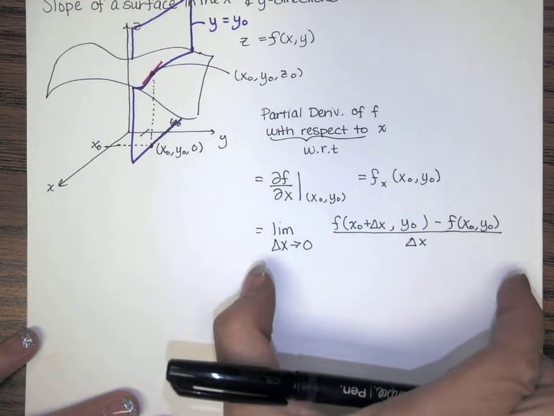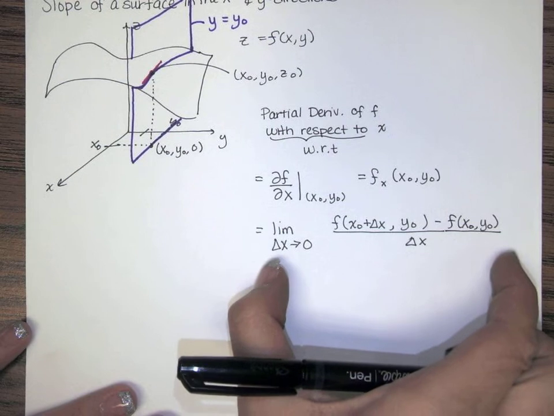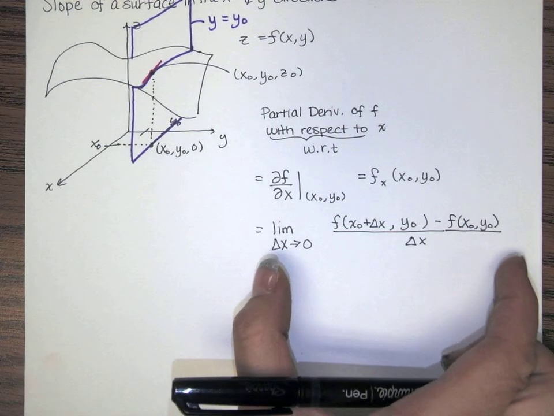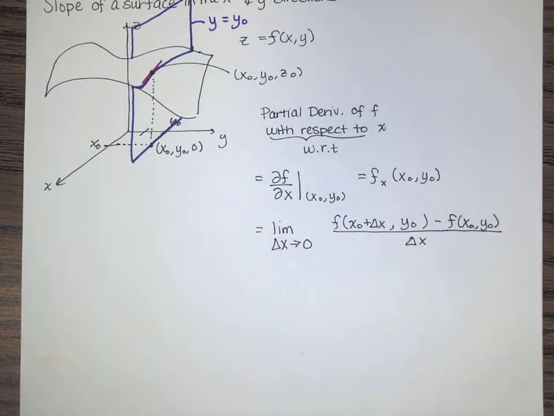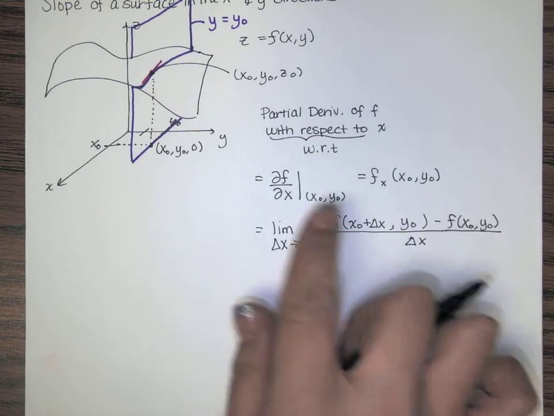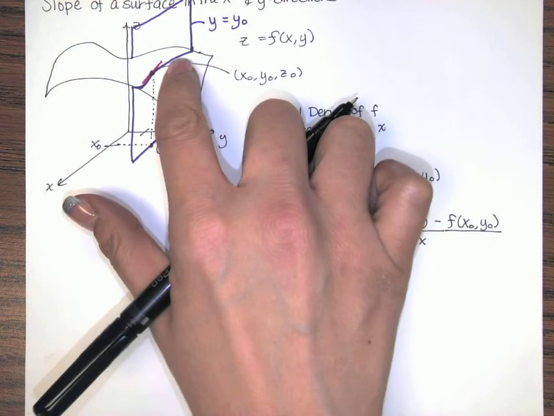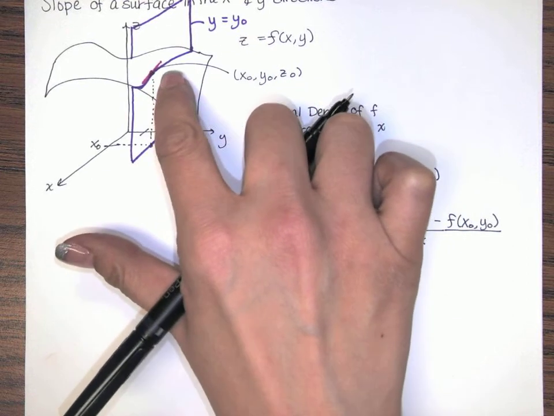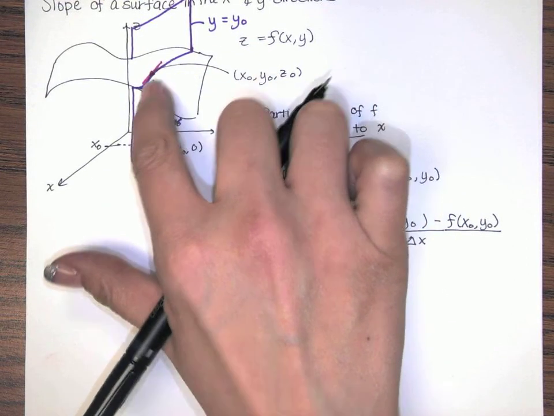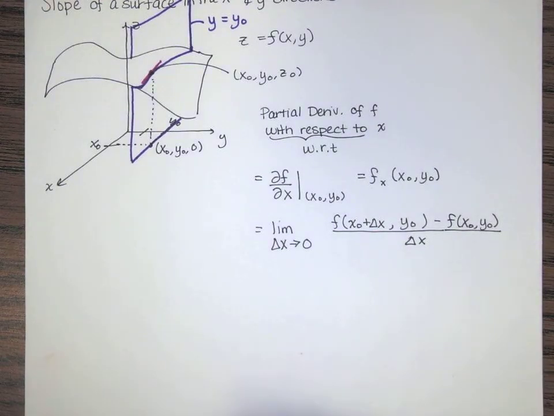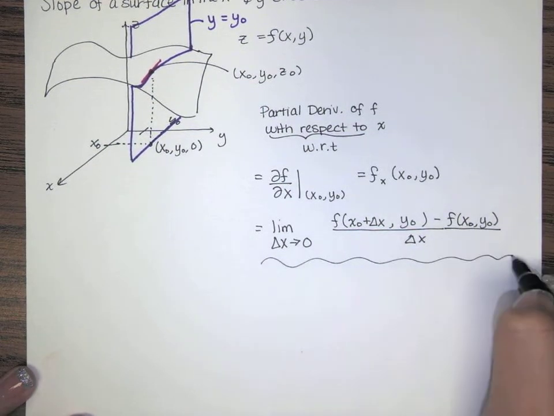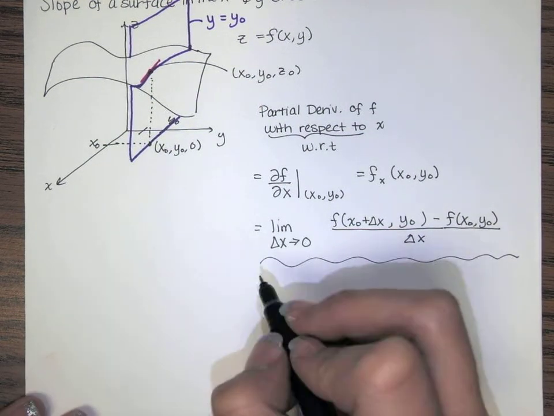Now we're not going to actually use this limit definition of the derivative, but it does indicate the process for finding the partial derivative of f with respect to x. What we did was we treated y as a constant because we're holding y constant. We're forcing y to equal y naught, and then we're saying, okay, how do the z values change as x changes? We're holding y constant, and then we're differentiating with respect to x, and then we're plugging in x naught, y naught. So that is, in practice, how you compute the partial derivative of f with respect to x.